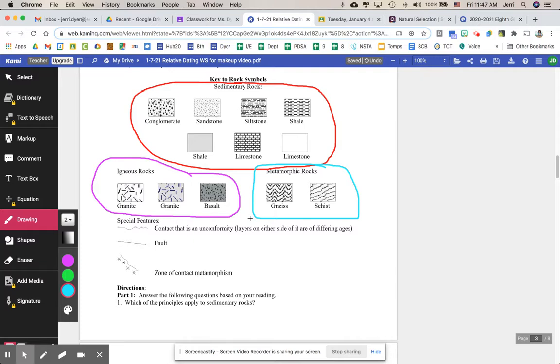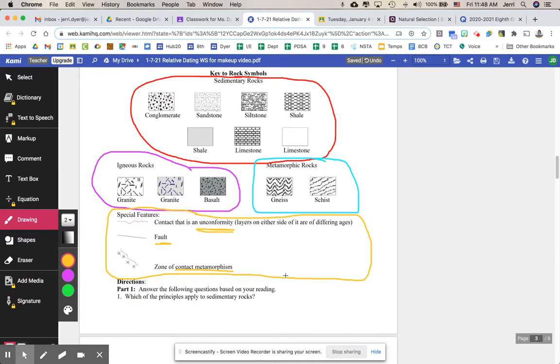And then you're also going to need to know what these special features are. So why do you have some kind of weird looking line? Well, those weird looking lines are all going to tell a story. So you need to know what a fault is. We've already talked about unconformities a little bit. We just talked about contact metamorphism. So make sure that you're paying attention to these special features that you see.